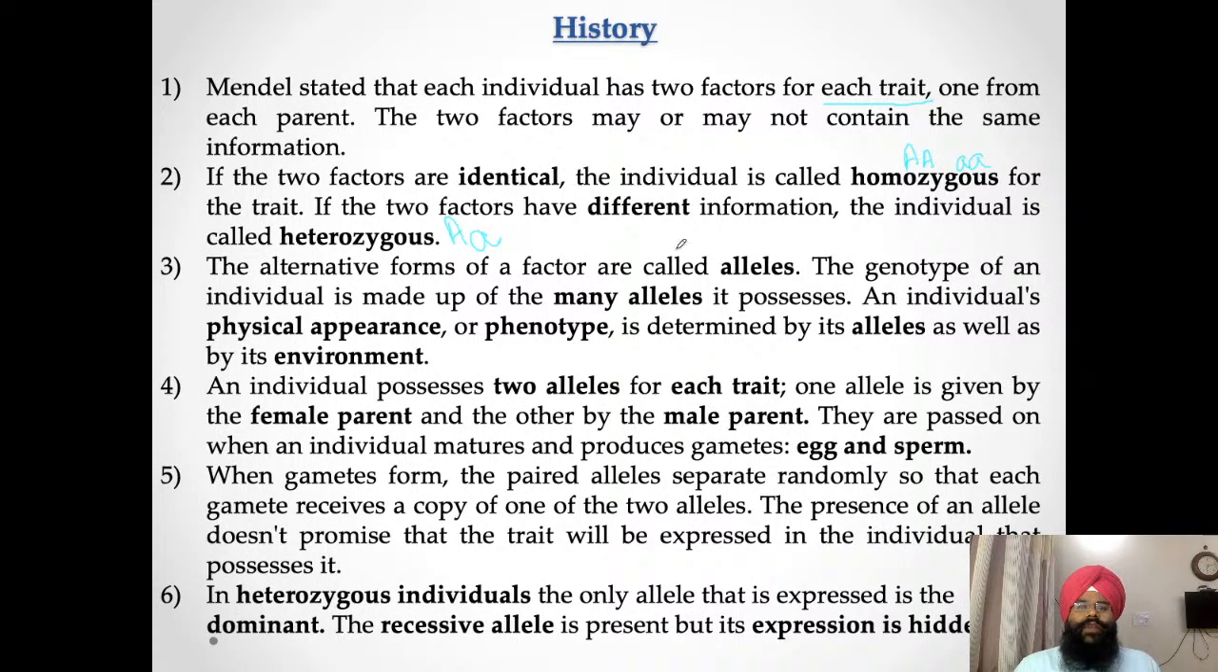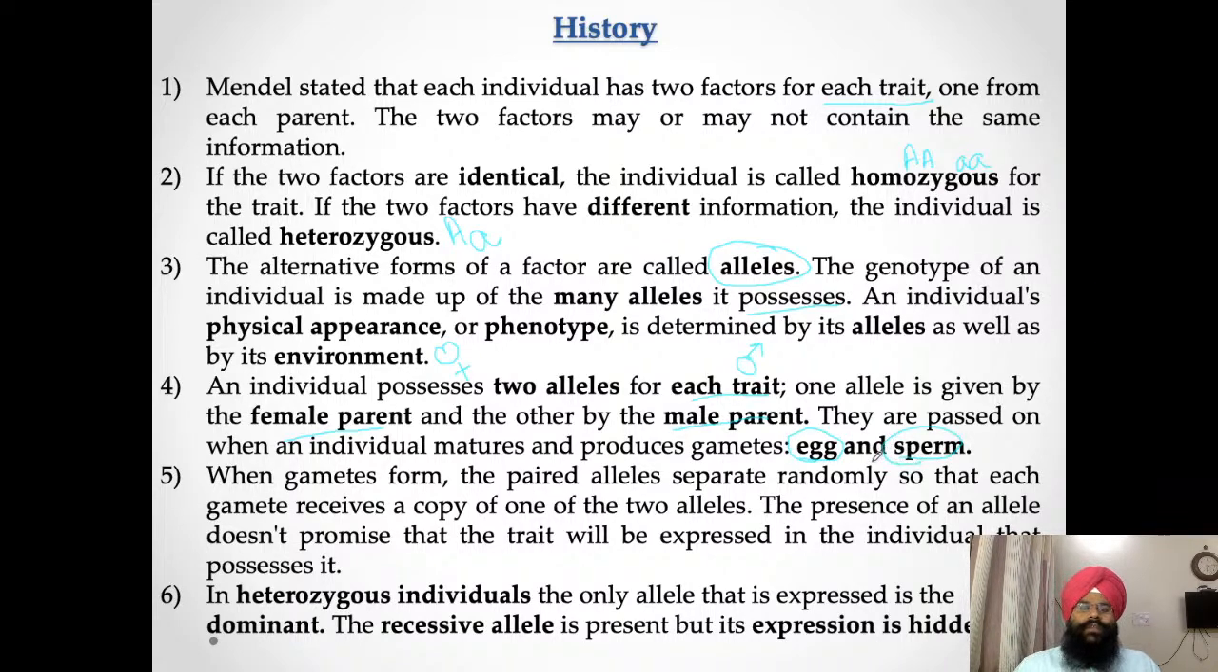The alternative forms of a factor are called alleles, and the genotype of an individual is made up of the alleles it possesses. An individual's physical appearance, or phenotype, is determined by its alleles as well as by the environment. So an individual possesses two alleles for each trait. One allele is given by the female parent and the other by the male parent. As we discussed already, one from the male and another from the female. From the female we have eggs and from the male we have sperms.